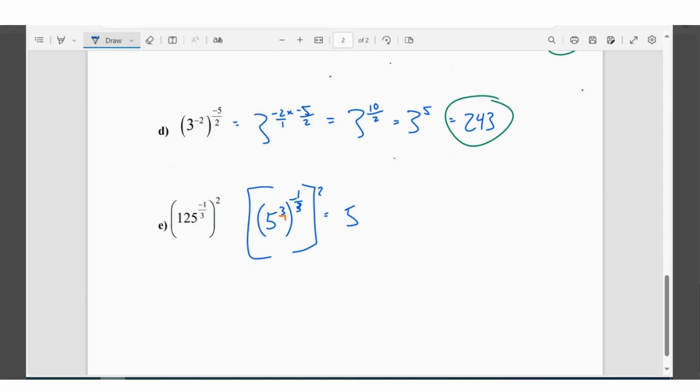We're going to end up with 5 to the power of -3 over 3. And this is still squared. So that's 5 to the power of -1 squared. And that gives us 5 to the power of -2. That's 2 times -1. And this, as you recall, is the same as 1 over 5 squared. Wow. 1 over 5 to the power of 2. And this equals 1 over 25. So there you have it.